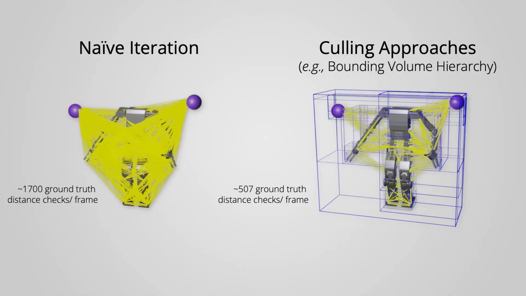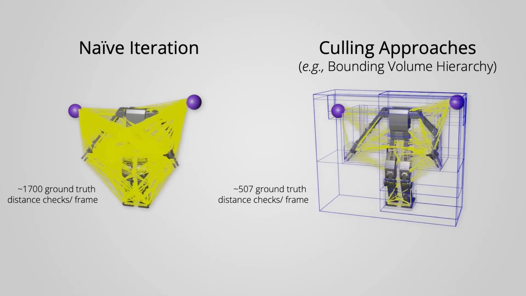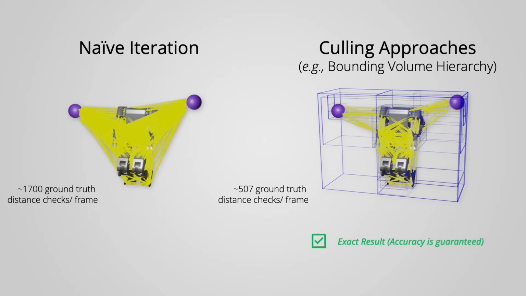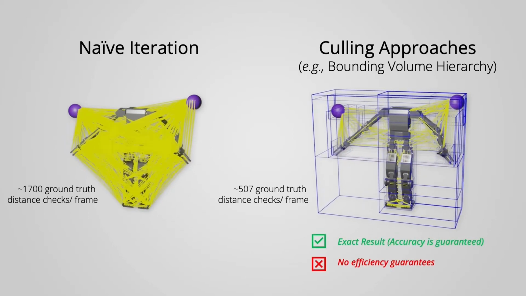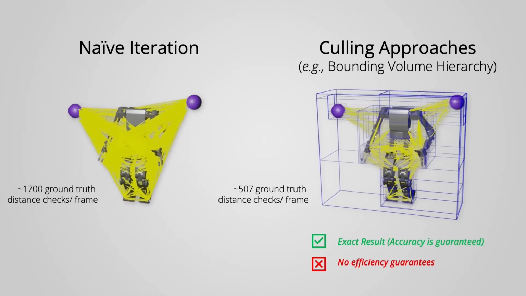Culling approaches, such as bounding volume hierarchies, try to eliminate many unnecessary distance checks at runtime. These approaches still provide an exact result, but they have no efficiency guarantees and, in the worst case, may still need to perform distance checks between all pairs of shapes.